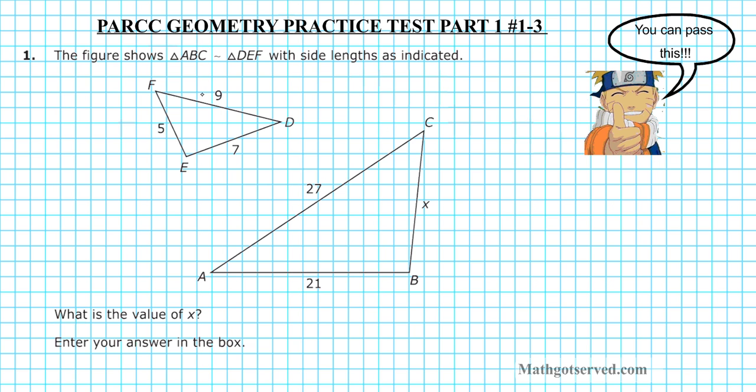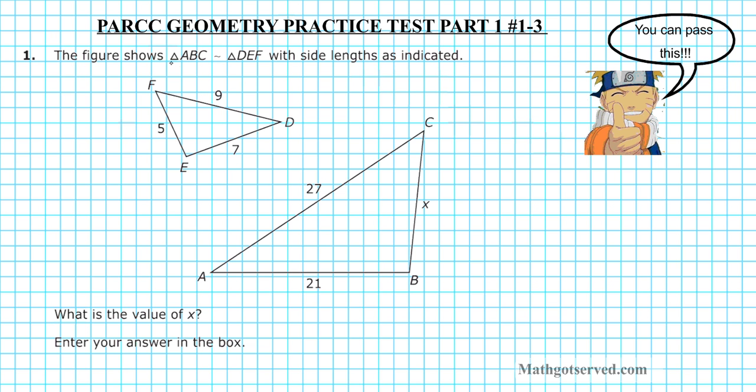All right, so problem 1 says the figure shows triangle ABC is similar to triangle DEF with the side lengths as indicated. What is the value of x? Enter your answer in the box.